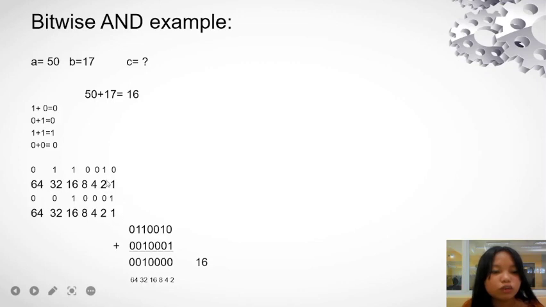So if we combine these two binary results of A and B: 0 and 1 equals 0, 1 and 0 equals 0, 0 and 0 equals 0, 0 and 0 equals 0, 0 and 0 equals 0, 1 and 1 equals 1, 1 and 0 equals 0, 0 and 0 equals 0. So this is the binary result of both: 0 0 1 0 0 0 0. This is the decimal result of the binary result, which is 16. So 50 AND 17 is equal to 16.